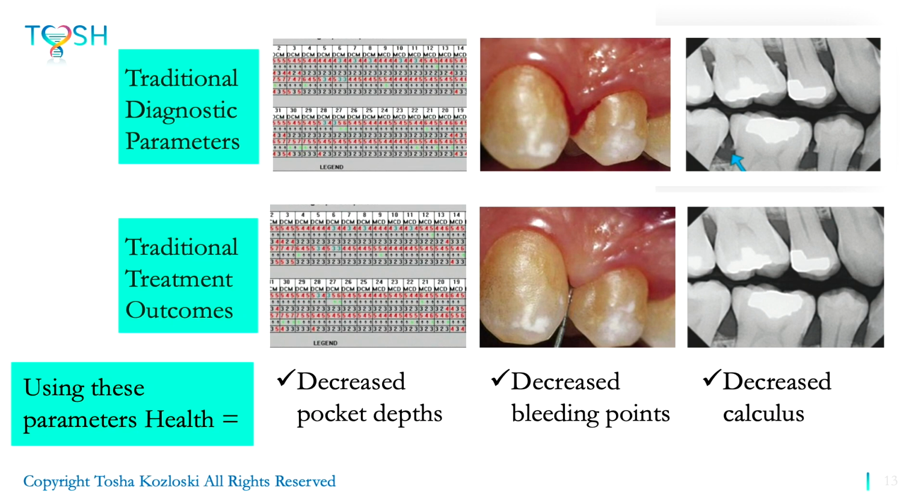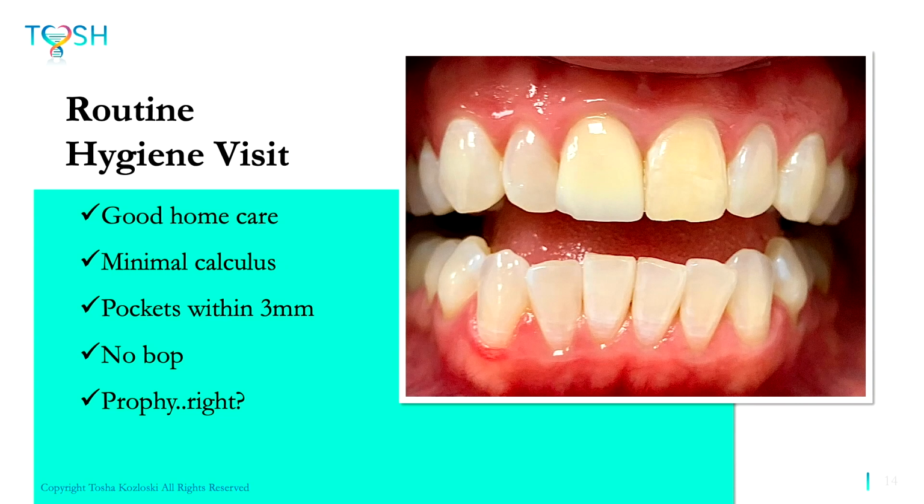But they're not. Some of our patients look like this. They come in, great home care, minimal plaque and calculus. They're great patients. They come in every 6 months. They've been a patient of the practice for maybe a decade. They refer their friends. They all pay their bills. They're the best patients ever. And we think, easy prophy.